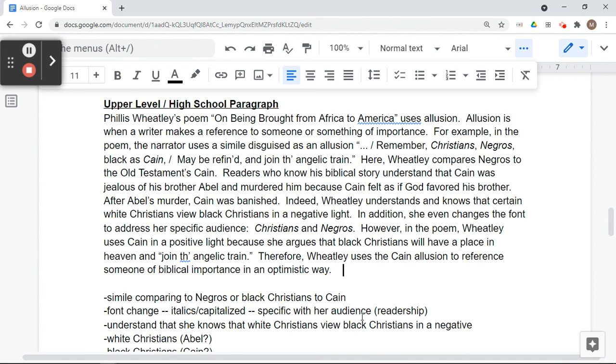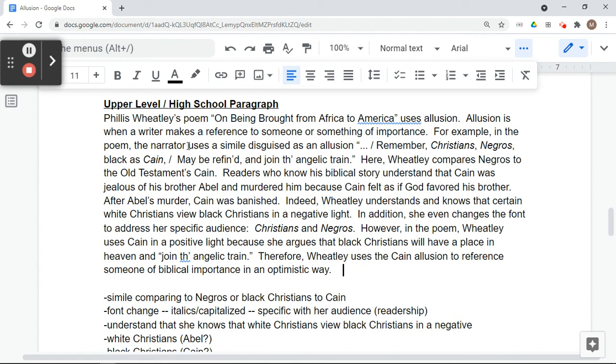Phyllis Wheatley's poem on being brought from Africa to America uses allusion. Allusion is when a writer makes a reference to someone or something of importance. For example, in the poem, the narrator uses a simile disguised as an allusion. And we could even say the writer. Remember, Christians, Negroes, black as Cain may be refined and join the angelic train. Here, Wheatley compares Negroes to the Old Testament's Cain.